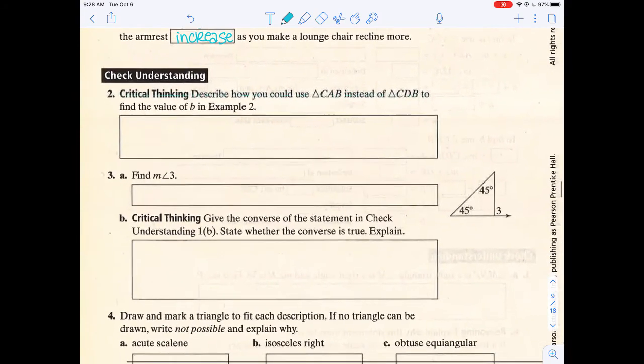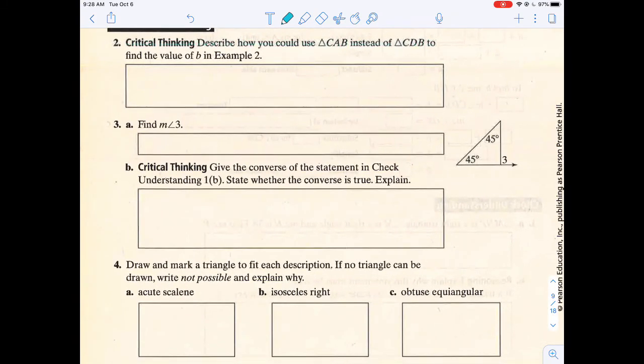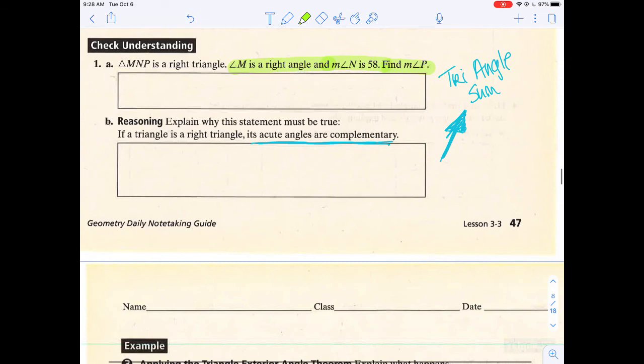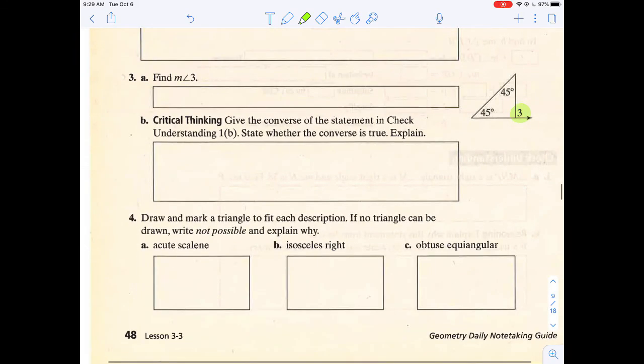Okay, you've got a couple more check for understanding problems to do, and then you will be done. So the first one says, describe how you could use triangle CAB instead of CDB to find the value of B in example 2. So jump back up to example 2, look at that picture. Then here we're going to find the measure of angle 3. It's that exterior angle there. Then it says give the converse of the statement in check for understanding 1B. So that problem up here, you're going to write the converse of this statement. Converse means to switch the hypothesis and conclusion.